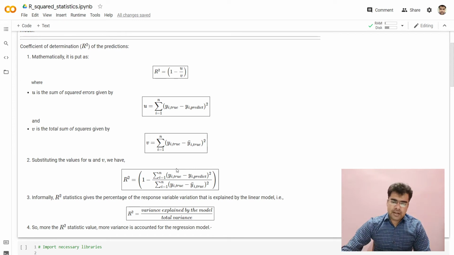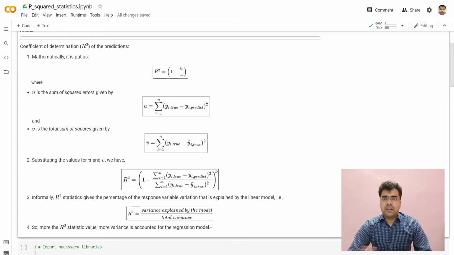If you look at the expression for computing R squared, it was 1 minus u by v. We have already calculated u, and we have also calculated v. So as a final step to compute R squared, we put these values in this final expression.